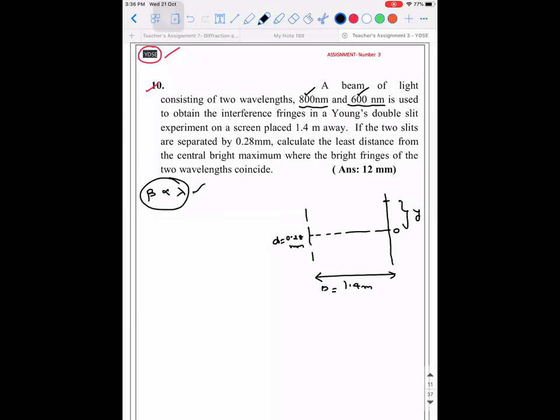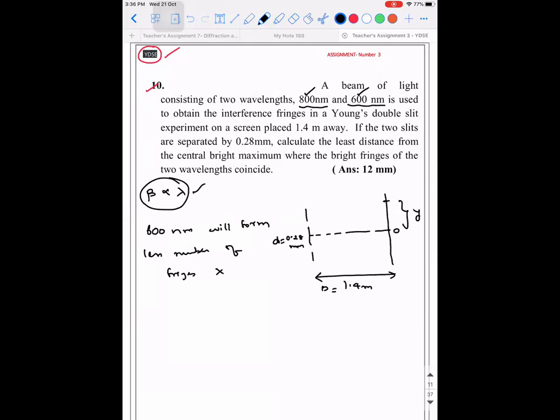which one will form fewer fringes? Will it be 800 nanometer or 600 nanometer? 600 nanometer. 600 nanometer will form fewer fringes. But the answer is wrong.